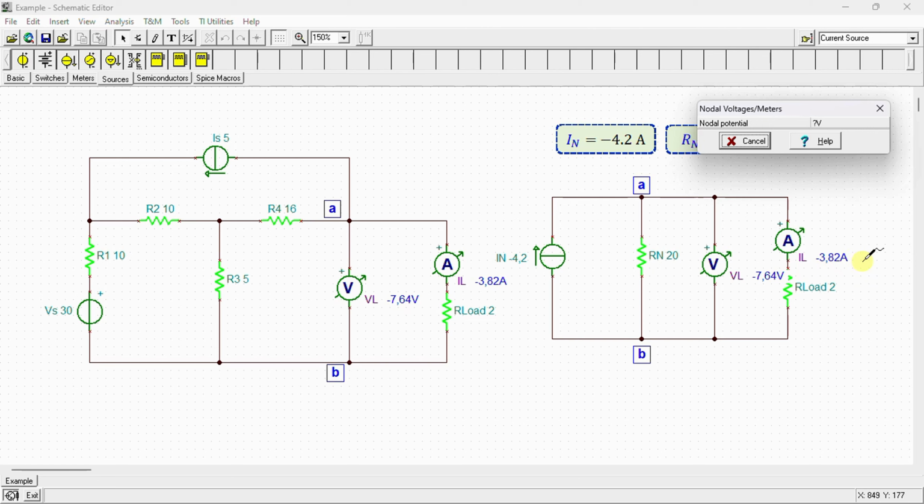Through simulation, we can observe that the two circuits demonstrate identical behavior when we connect a load between terminals A and B. This outcome confirms the validity of our calculations.